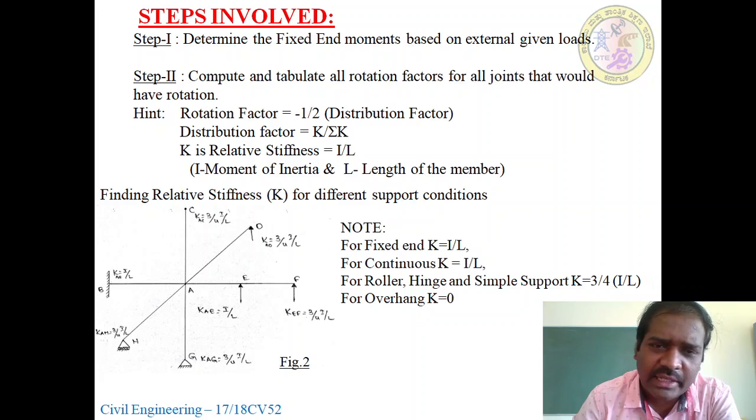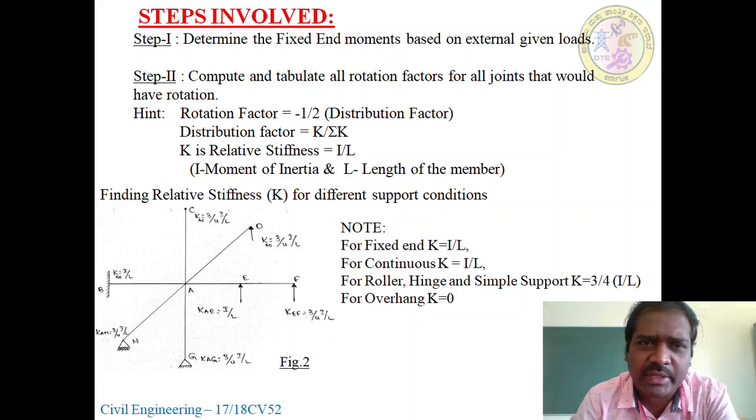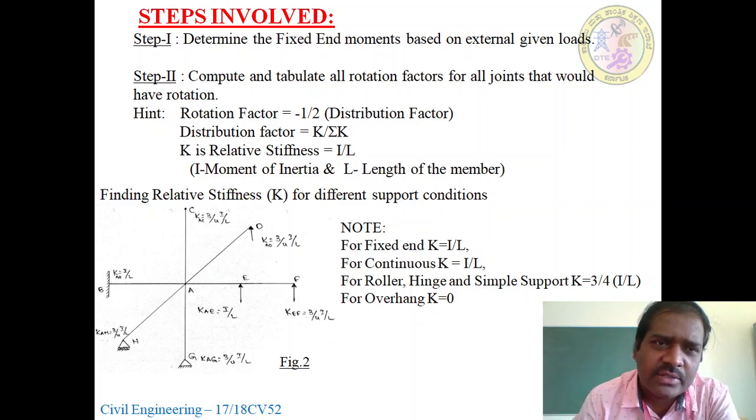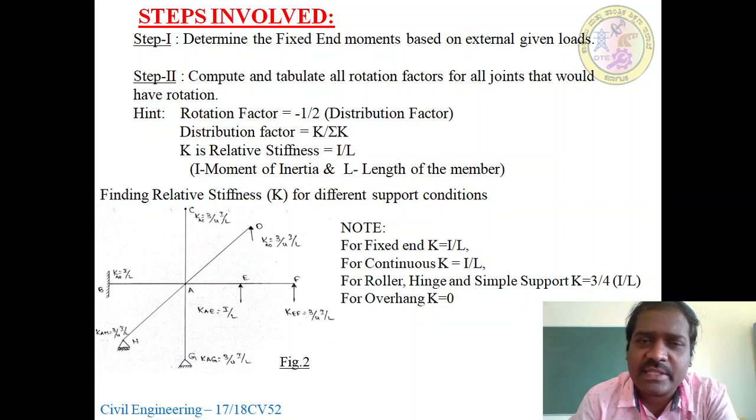While you are calculating the K value, you have to calculate the K by summation of K. Then you have to calculate the rotation factor, minus half into distribution factor. While you are calculating the distribution factor in the moment distribution method, you just have to add one more column there. That column is rotational factor is equal to minus half into distribution factor. It will be very simple to calculate the rotational factor. Just multiply it by minus half.